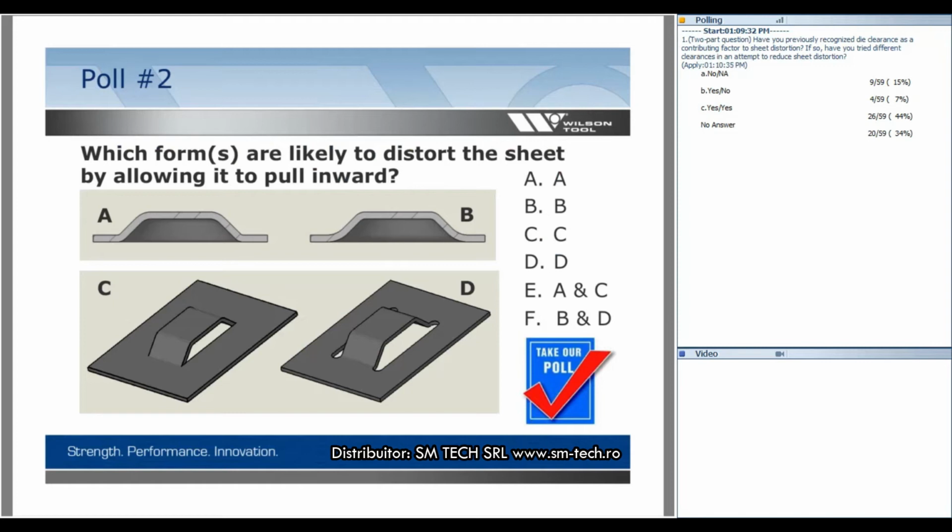So, a quick little test. Which forms are likely to distort the sheet by allowing it to pull inward?